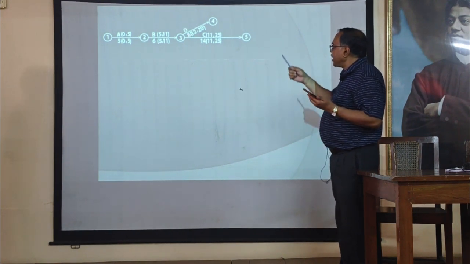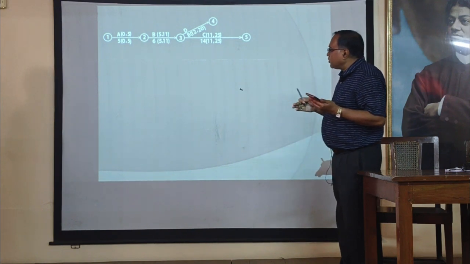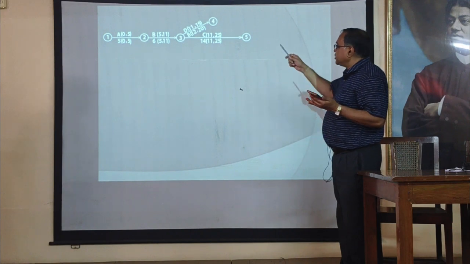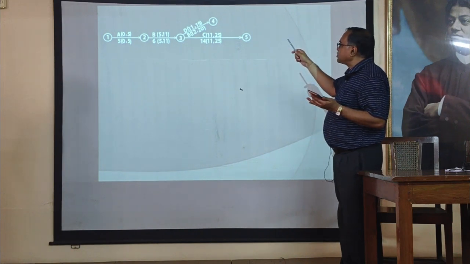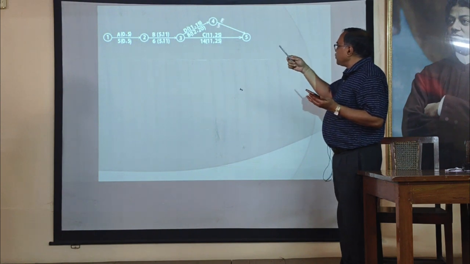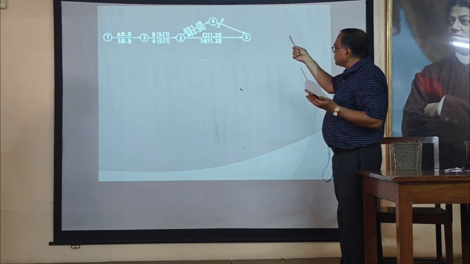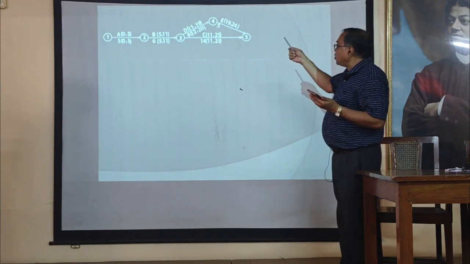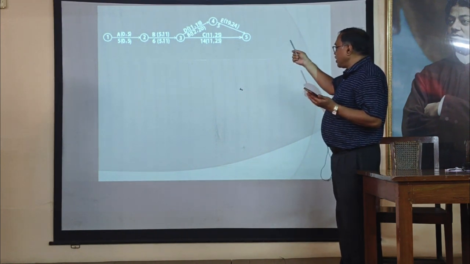Then D activity also started from the third event, that is event number 3, and its early start time and early finish time are given. Next, the fourth activity, CD, is over. Then the fifth activity, E, we have put starting from the fourth event, and we have completed its early start time and early finish time.